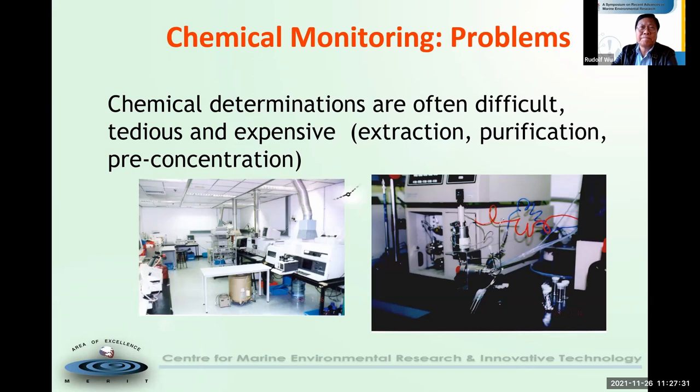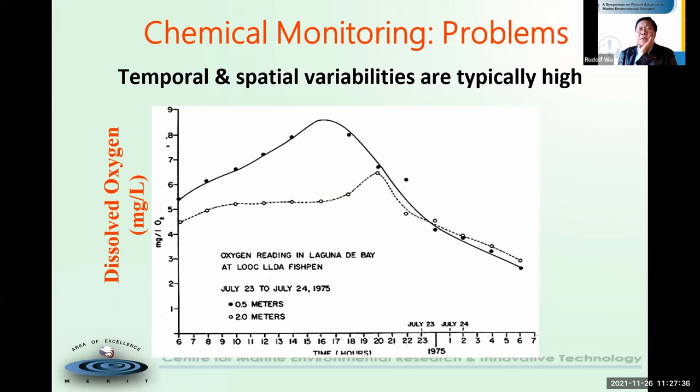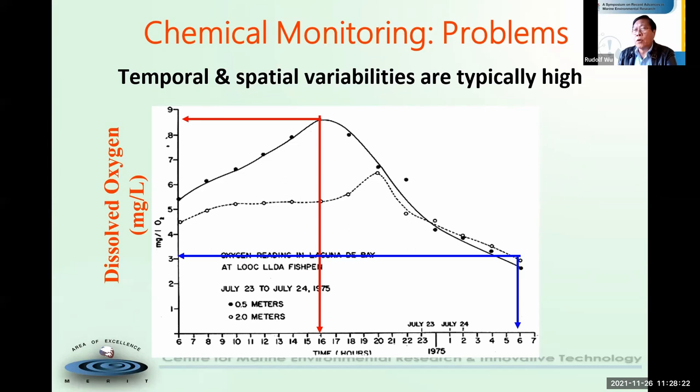Now, another typical problem faced by chemical and physical monitoring is that temporal and spatial variability are extremely high. If anybody has measured dissolved oxygen before, they know this. If you go in the evening, you may find the dissolved oxygen is very low, because during the evening photosynthesis is very low and the respiration rate is very high. Even the phytoplankton consume a lot of oxygen, and oxygen becomes low. They almost use up all the oxygen, so at dawn it becomes hypoxic. The dissolved oxygen becomes very low.